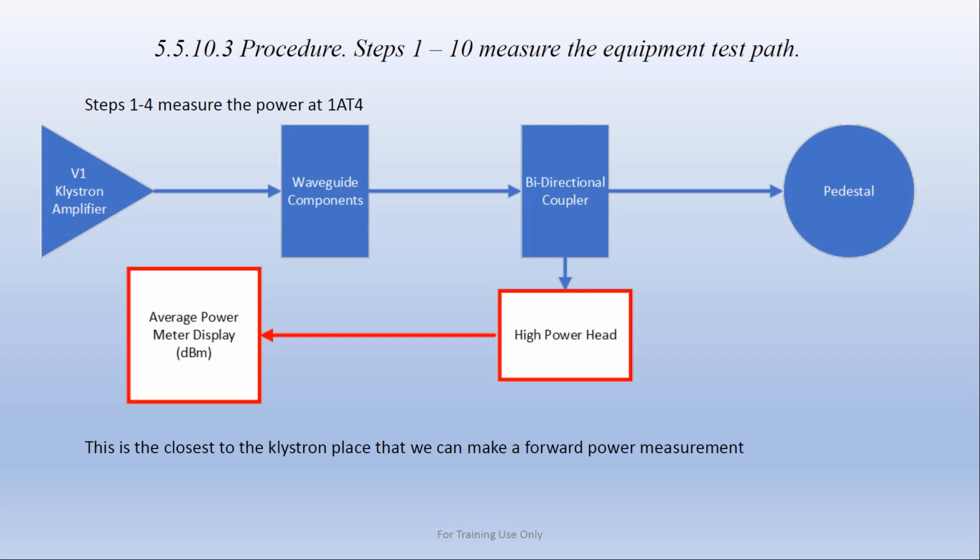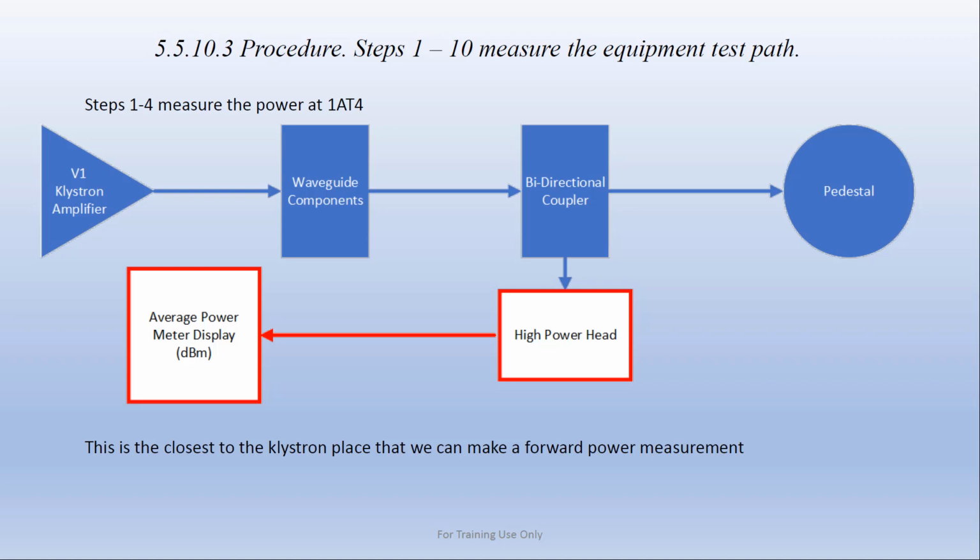Paragraph 5.5.10.3. First thing we're going to do is we're going to measure the equipment test path loss. We're trying to get 700,000 watts out of our transmitter. The first place we can measure that is at 1AT4. Establishing our loss from our tube to 1AT4 is simply a matter of adding up a bunch of losses that are documented in the adaptable parameters of our software.